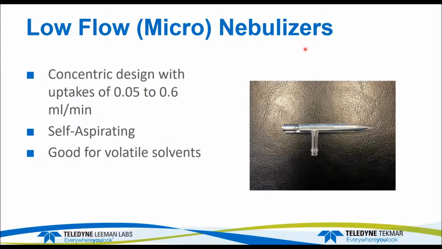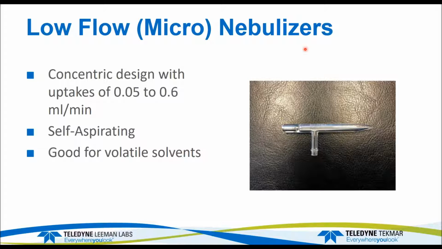Right. Next, this is a different class of concentric nebulizers. These are the low flow or micro nebs. They have uptakes of anywhere from 0.05 to a half mL a minute. They're self-aspirating, so they're really good for volatile solvents. So if you're trying to work with a solvent that you simply can't run when you use a standard concentric or any of the other type nebs.